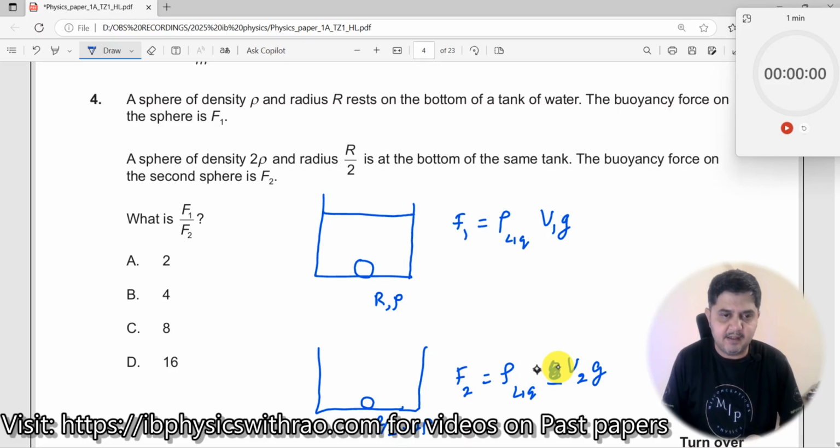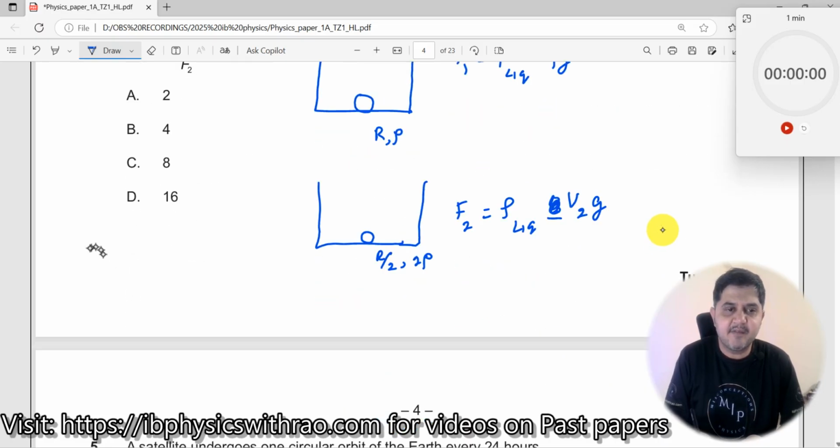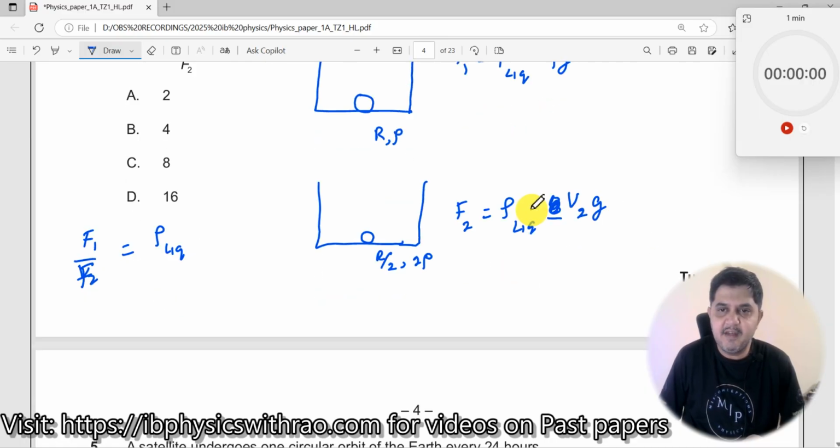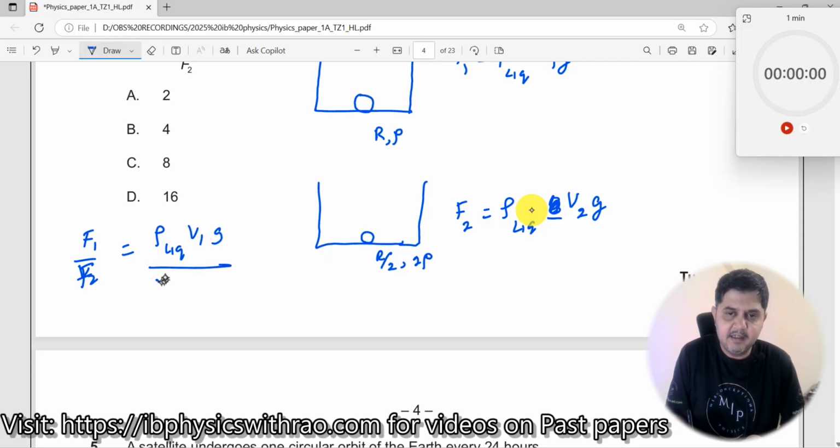Definitely the volumes are different. Now what is being asked? F1 by F2. So how do we do this? Let us calculate F1 by F2. F1 by F2 is equal to rho liquid into V1 into g, divided by rho liquid into V2 into g. This is the same, this is the same. So therefore I now get this as V1 by V2.